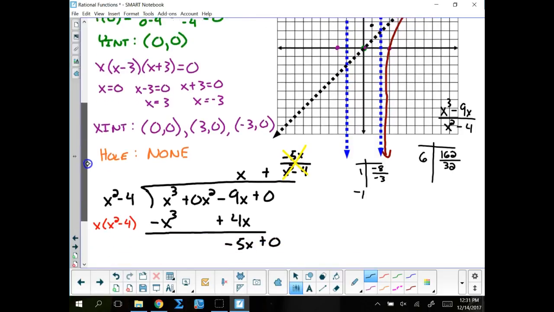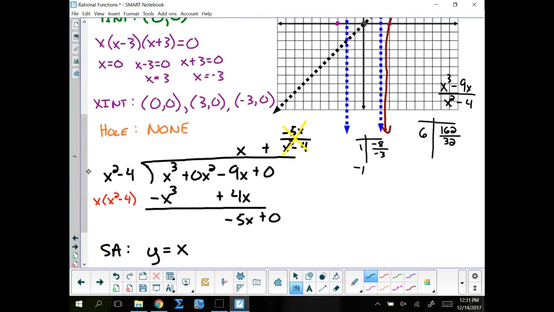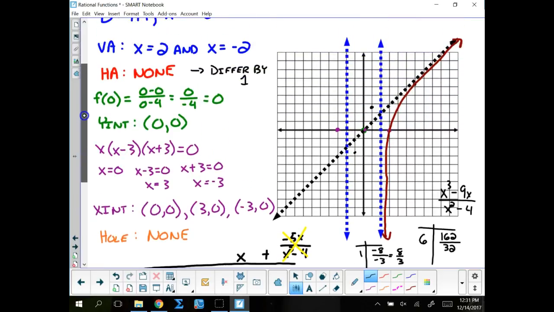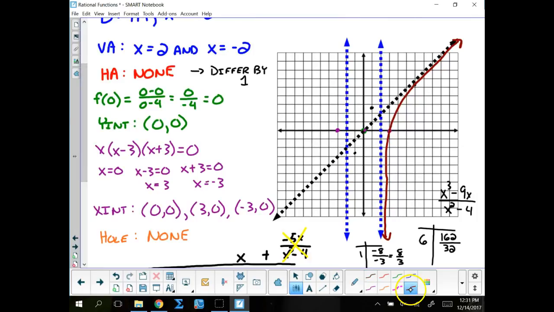If I put negative 1 in there, that gives me negative 1 plus 9 is positive 8 over negative 3, which would be negative 2 2/3. So that one looks like it comes in here. It goes out like that.